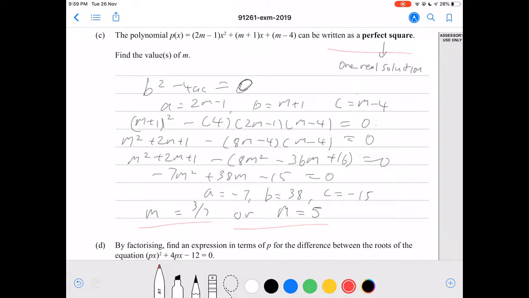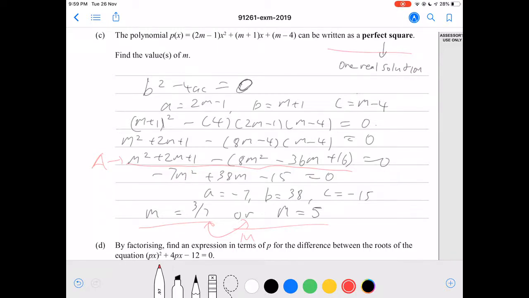Getting both of these solutions should get you a merit grade. And in terms of getting an achieved grade, perhaps getting somewhere up to here maybe will get you an achieved grade, if you can get up to this step here.